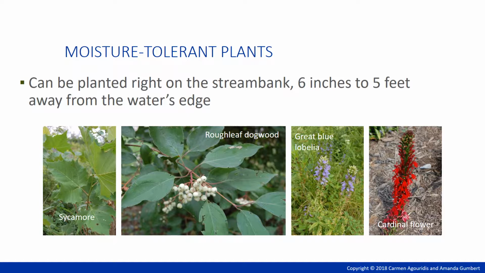Grasses can be included in this zone as well and include fowl manna grass, switchgrass, native Kentucky cane, and Virginia wild rye. A bit of useful information here is that Virginia wild rye competes well with the undesirable invasive plant winter creeper.